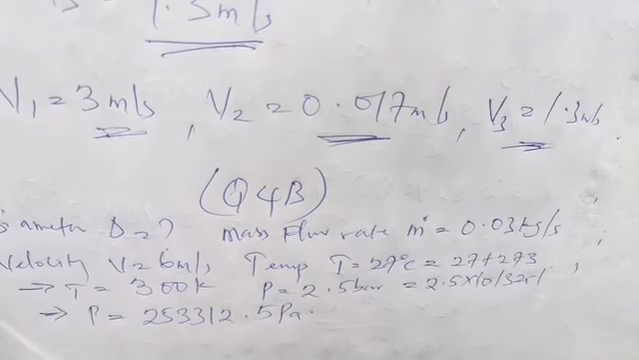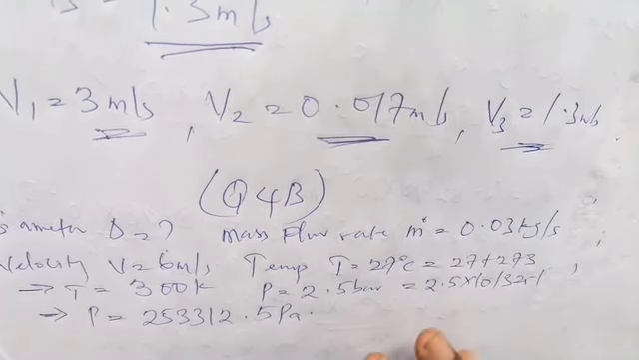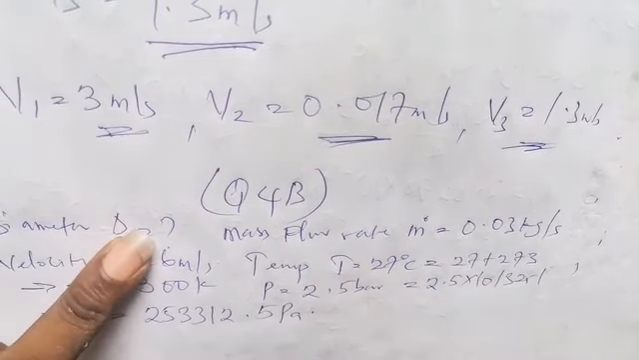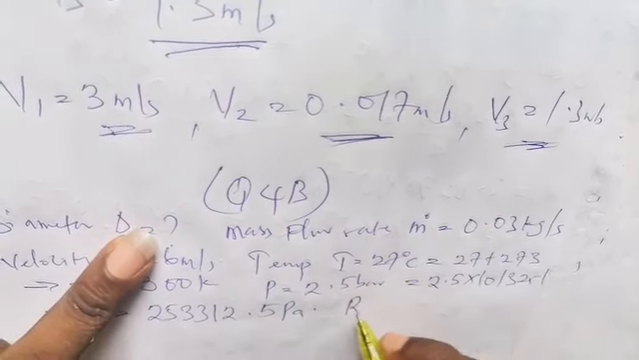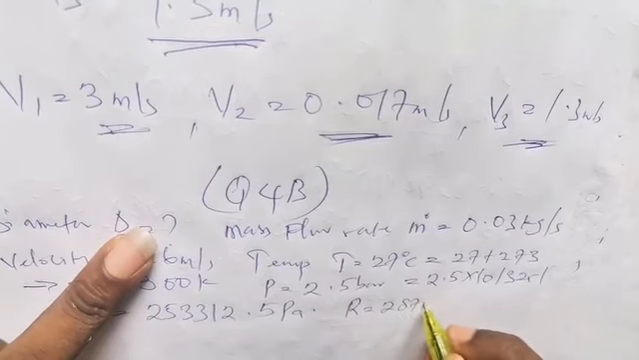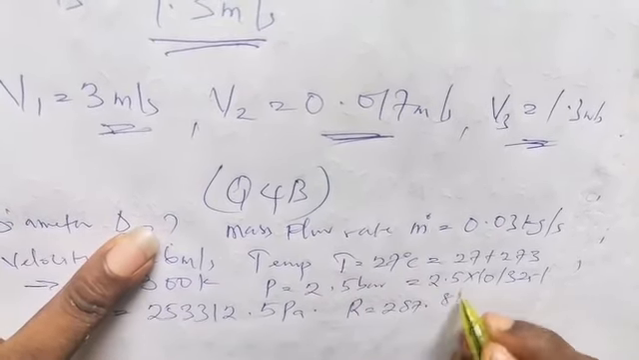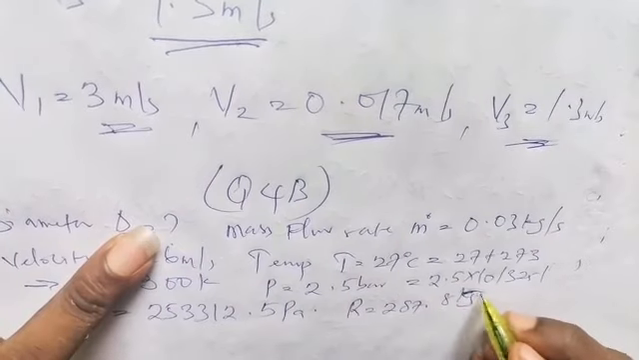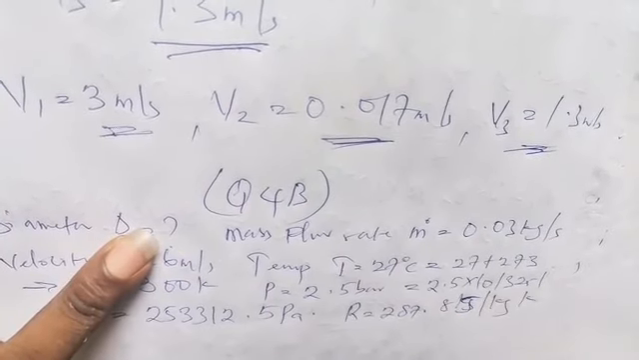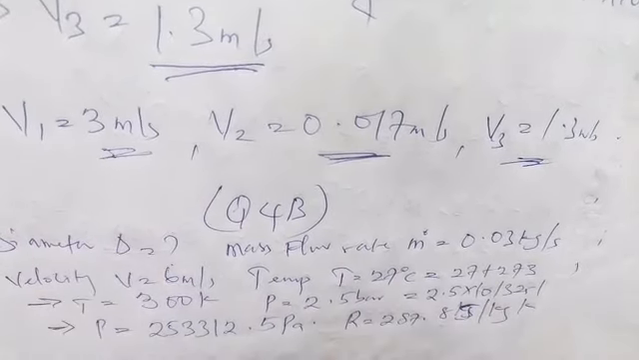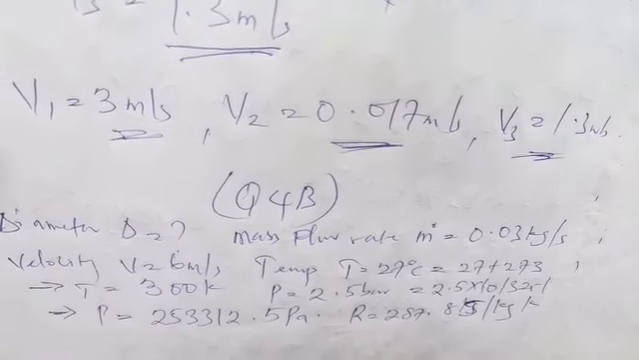And we are asked to find the diameter of the pipe. Diameter is unknown. We're also given gas constant R to be 287.8 joules per kilogram Kelvin. Okay, we're given gas constant to be this, and we're asked to find the diameter.